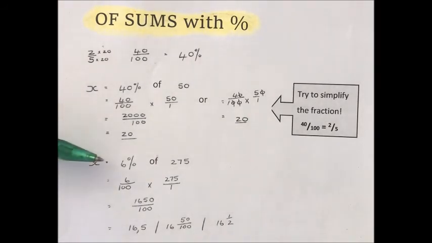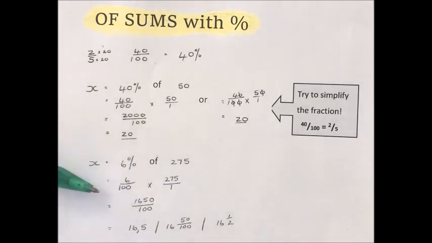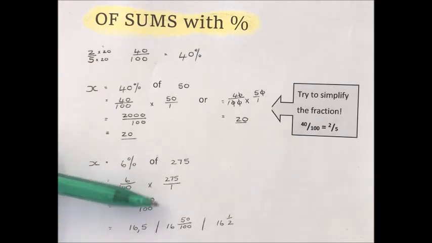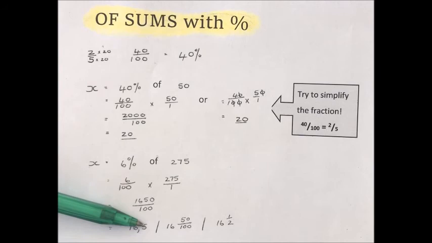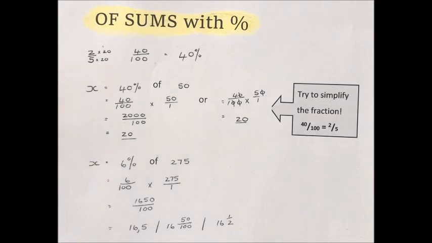The second example, 6% of 275. What do you do with the 6%? You put it on a 100. Yes, you make it 6 over 100. You can also make it 3 over 50, because then you just simplified it. You times it with 275 on 1. You made your fraction, and you get 6 times 275 is 1,650. 100 times 1 is 100. You divide and you either get 16,5, or 16 and 50 over 100, and you simplify it to 16 and a half.